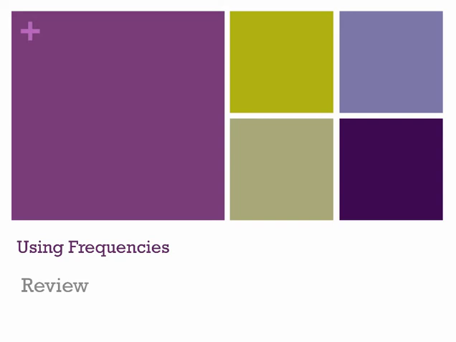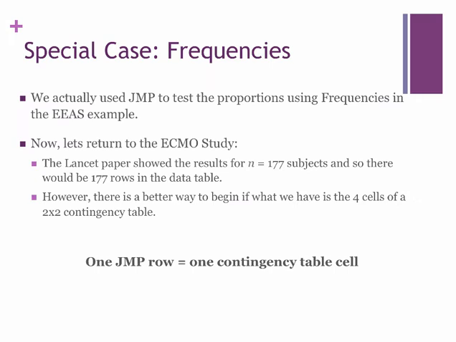Using frequencies for testing chi-squares. We've used JMP to test the proportions using frequencies in the EEAS example. Let's return to the ECMO study.